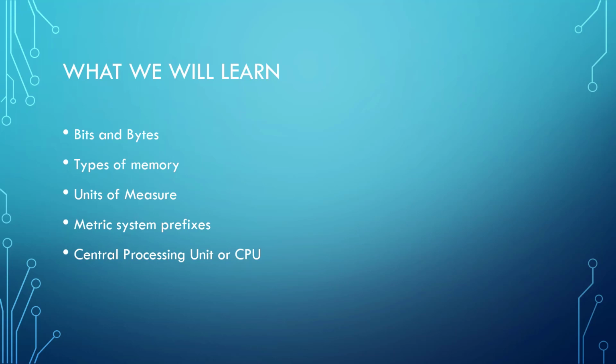Obviously, there are certain units of measure that we're going to discuss. Then we're going to talk about the metric system prefixes that are used to help us better understand the size of data and or the amount of units, the number of units that are being transported or used. And then finally, we'll get to the central processing unit or CPU. Okay, without further ado, let's go ahead and begin.